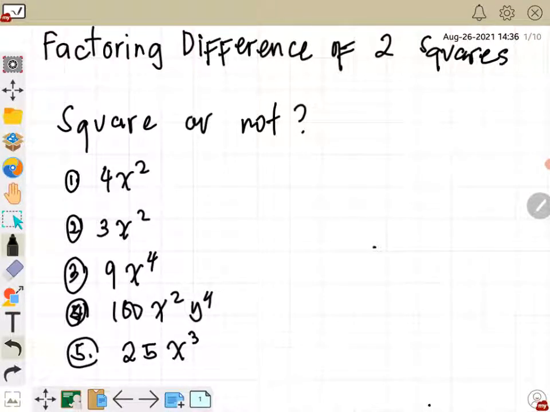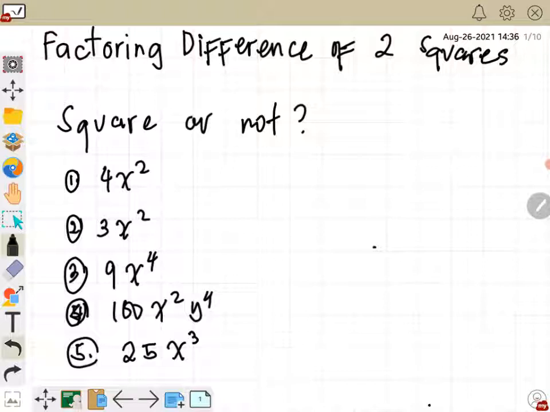Okay, welcome to our lesson 2 for this chapter. Chapter 1 talks about factorization of polynomials, and lesson 2 talks about factoring polynomials, focusing on difference of two squares. But before we go in with factoring difference of two squares, let us first settle on the concept of squares.